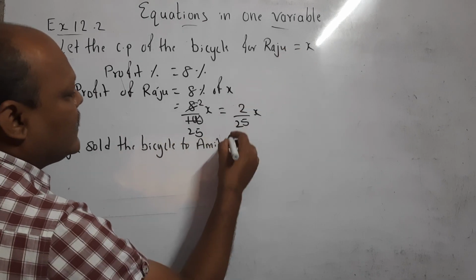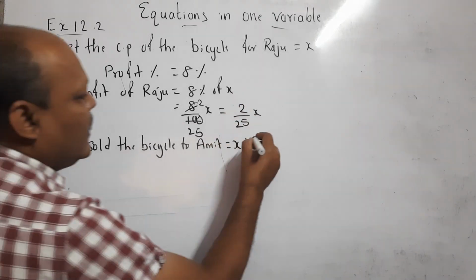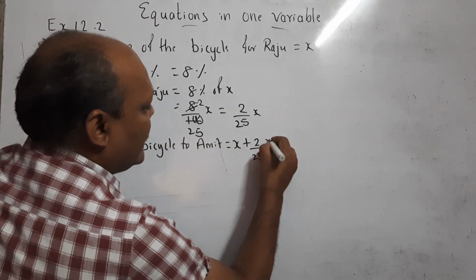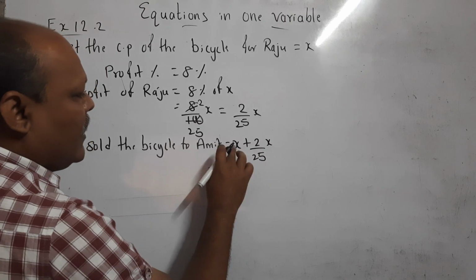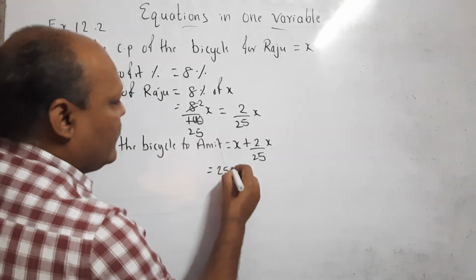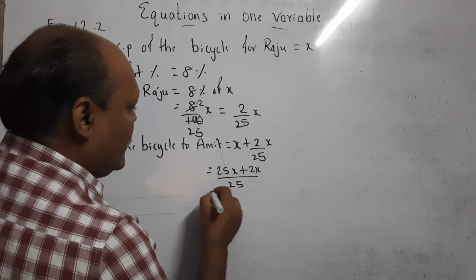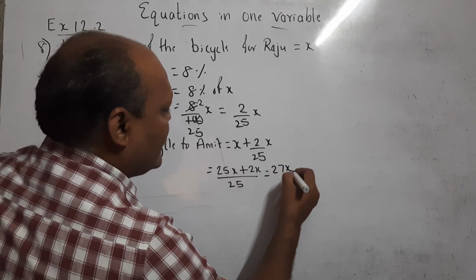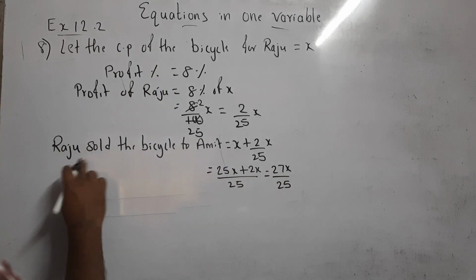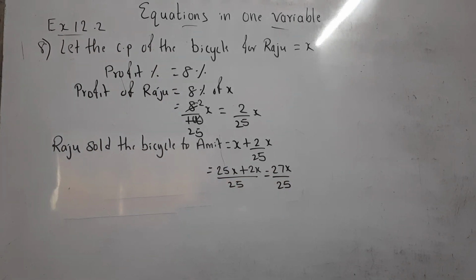तो उसका कॉस्ट प्राइस कितना है? x प्लस प्रॉफिट कितना है? 2 अपॉन 25x. When you cross multiply, 25 into x, 25x plus 2x upon 25. Then you are going to get 27x upon 25. This was the selling price of the bicycle to Amit.